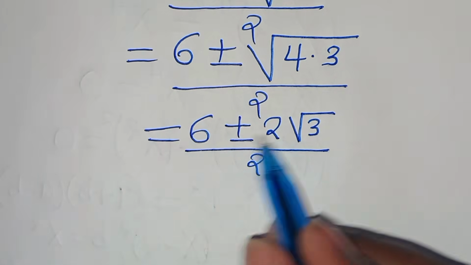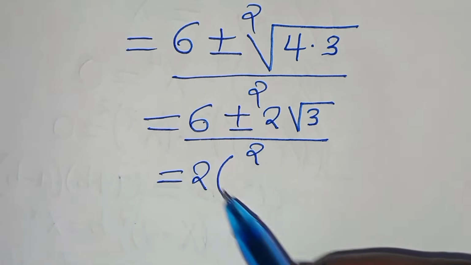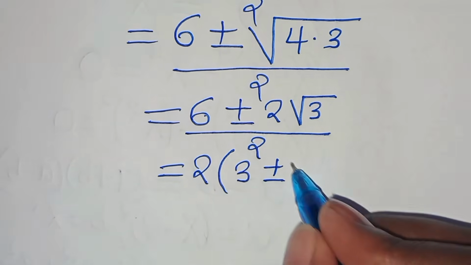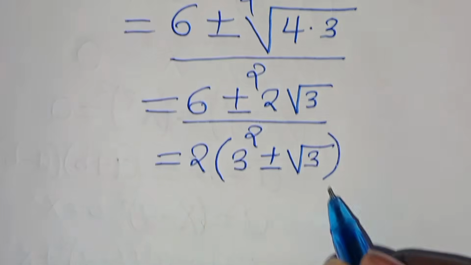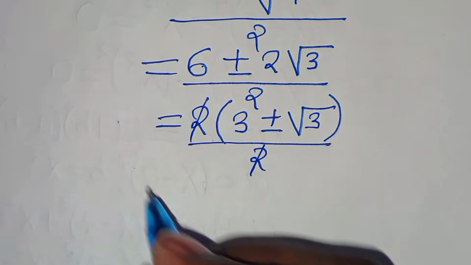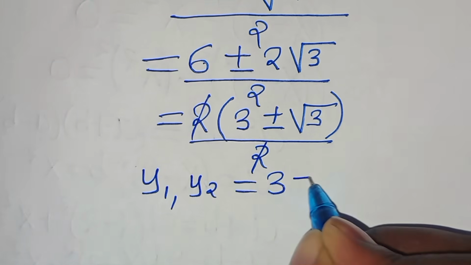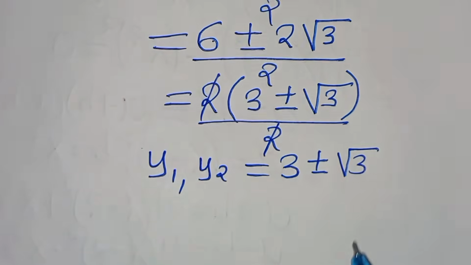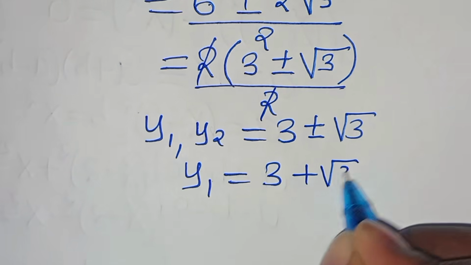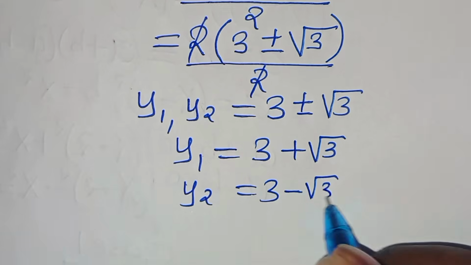In the numerator here, 2 is common, so we can factor out 2, so that we have 6 divided by 2, this is 3, plus or minus 2 square root of 3 divided by 2, this is root 3, close the parentheses, everything divided by 2. If we simplify here, y1, y2 is equal to 3 plus or minus square root of 3. Now this means that y1 is equal to 3 plus square root of 3, and y2 is equal to 3 minus square root of 3.